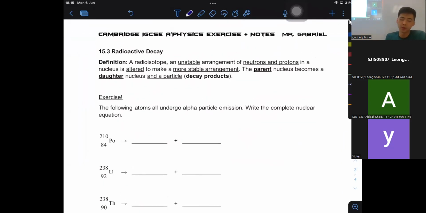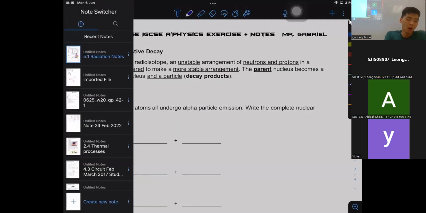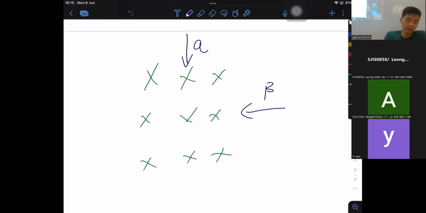This is basically radioactive decay, guys. Now, what's going to happen is, whenever some isotope is unstable, they will usually go through the decay process to stabilize it. Usually we say that the parent nucleus will decay to become the daughter nucleus to become more stable.